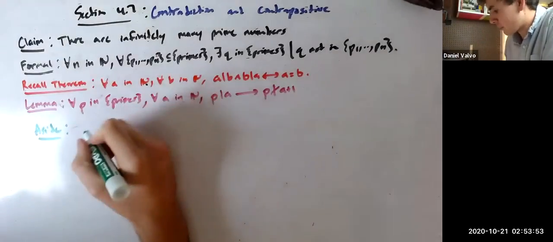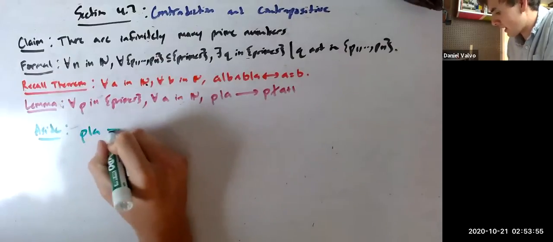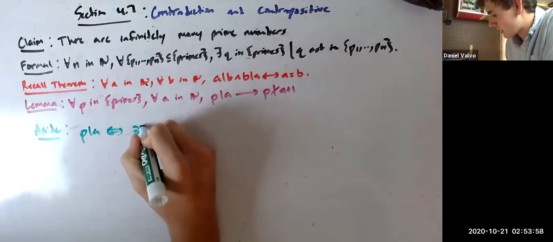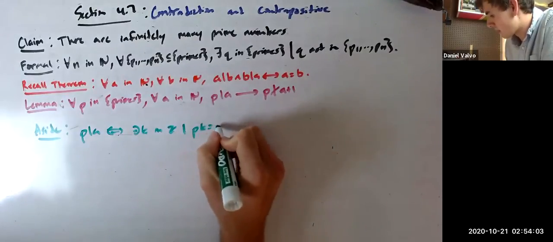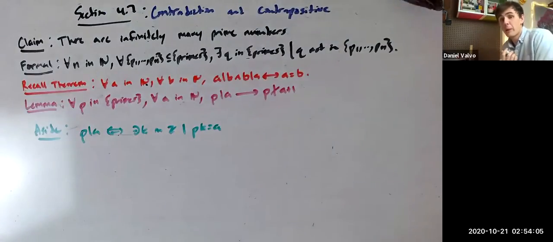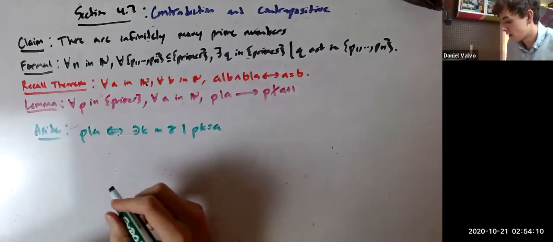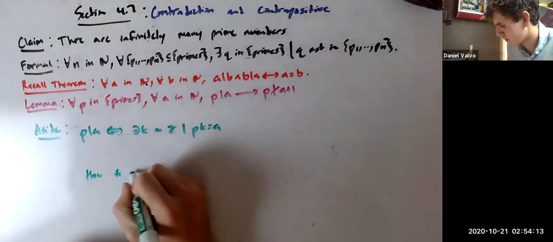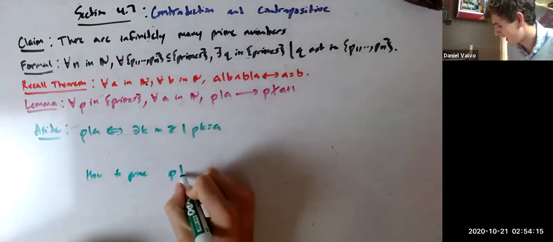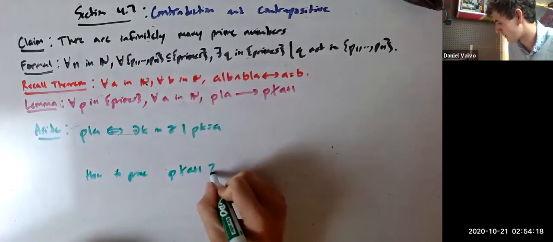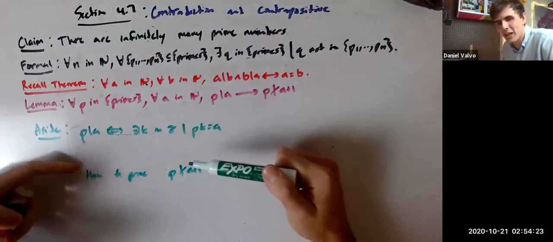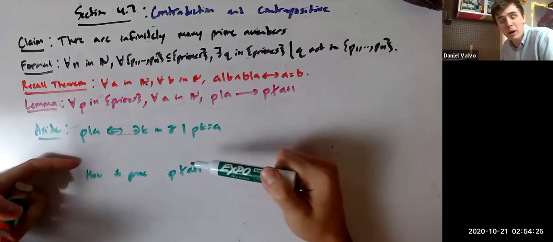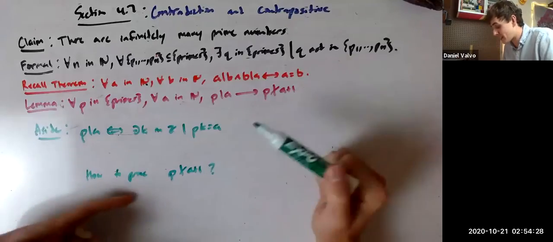So if we start with direct proof, we'll say, okay, assume P divides A. What that means by definition is that there exists a K in Z such that PK equals A. Here's the big problem with direct proofs and why contradiction and contrapositive are so useful. How to prove P does not divide A plus one? Like, what would the second to last step be? If you work backwards, what would you need to show P does not divide A plus one?